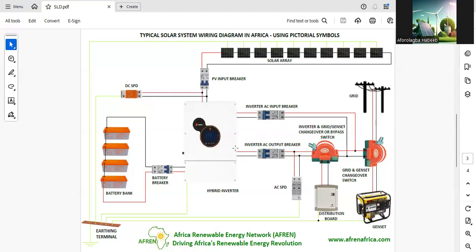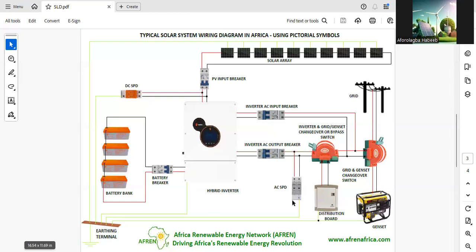So that in case the inverter is faulty, it's down and it needs maintenance, and because of that, we cannot say there will be output supply. So you have to switch back to the grid or genset. So that is one of the reasons why we have this. I hope the explanation is clear.